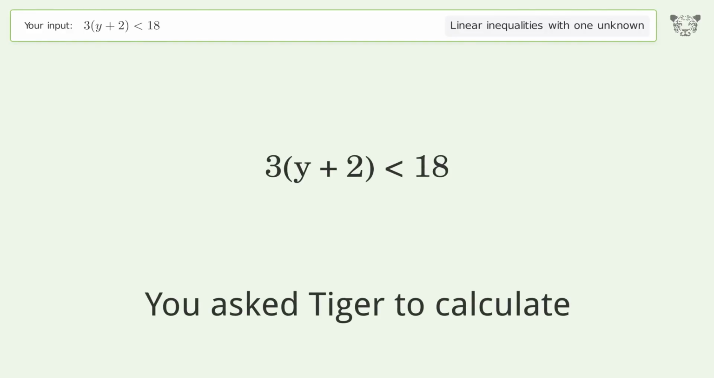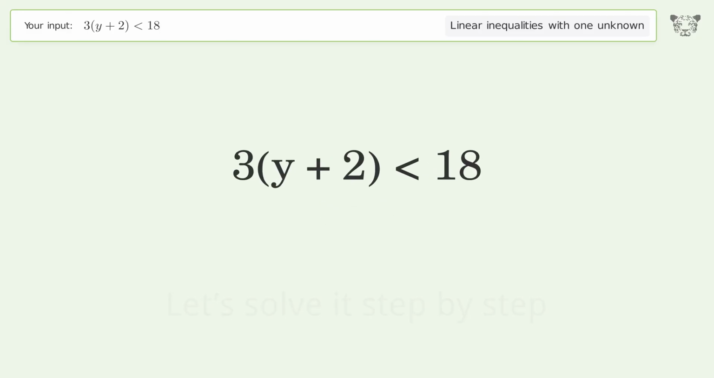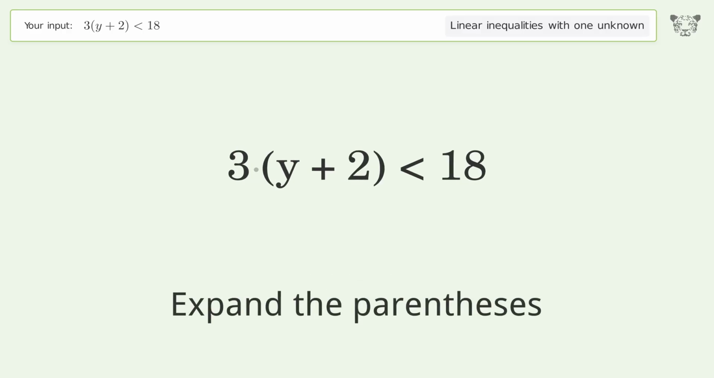You ask Tiger to calculate. This deals with linear inequalities with one unknown. The final result is y smaller than 4. Let's solve it step by step. Simplify the expression. Expand the parentheses.